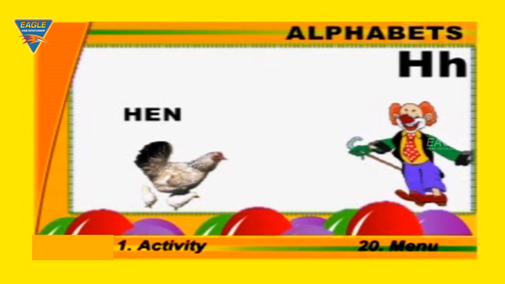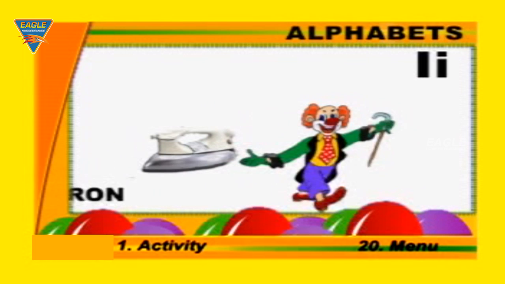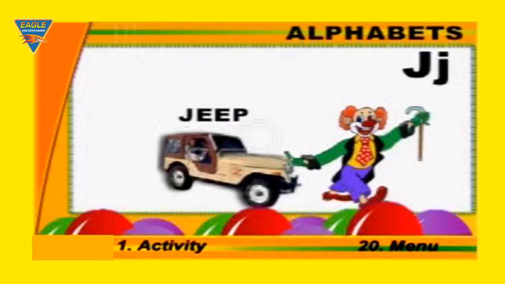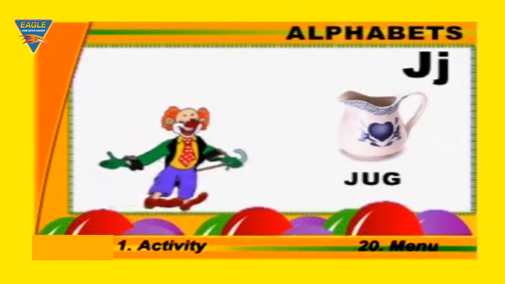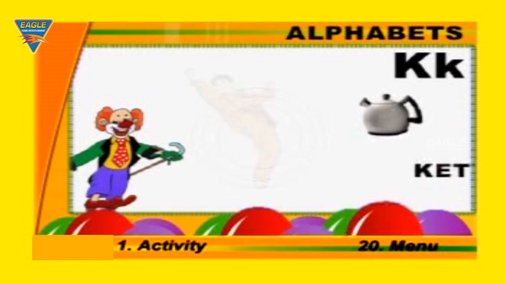I. I for ice cream. I for inkpot. And I for iron. J. J for jeep. J for jug. J for joker. K. K for kite. K for kettle. And K for keg.